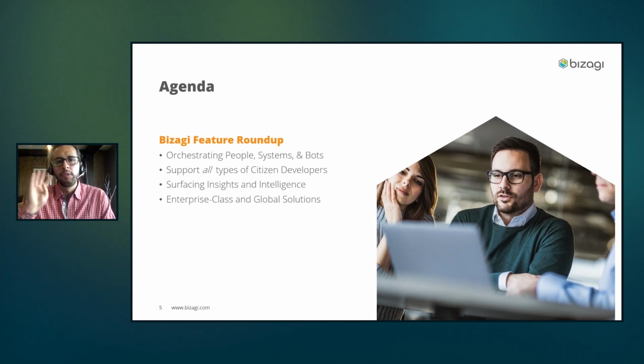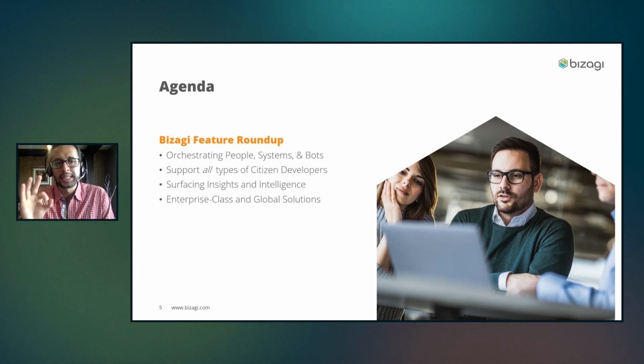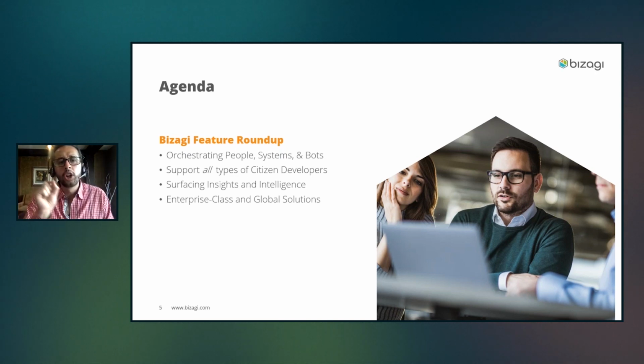Our strategy is based on four big pillars, if we want to call them that. We will be talking about orchestrating people, systems, and bots. The second one is how to support all the citizen developers, all types of citizen developers. The third one is how we will be able to surface insight and intelligence. And the final one is how to create enterprise and global solutions. All the features we will be talking about today are aligned with these four elements, and I will go into each of them in more detail in the following minutes.